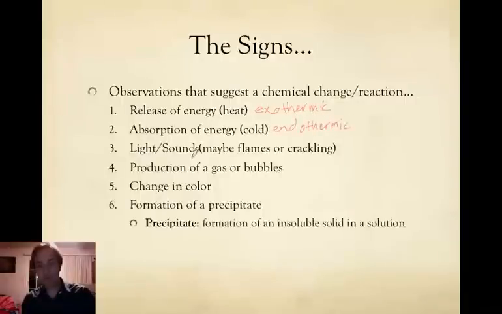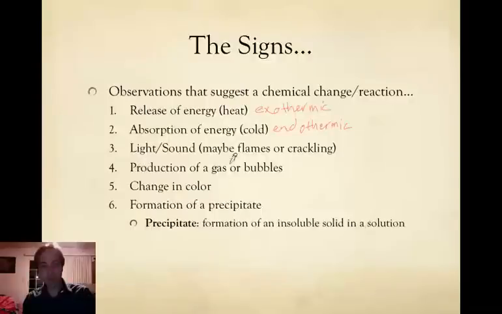So the first 2 signs are really just saying, hey, there's going to be a change in energy. If energy is released, it's exo. If energy is absorbed, it's endo. And we know that whenever energy changes like this, it's a chemical reaction. Number 3, production of light, production of sound. Example of this, light, would be something like a glow stick. Any sort of chemical reaction that causes crackling, popping, that would be an example of sound.